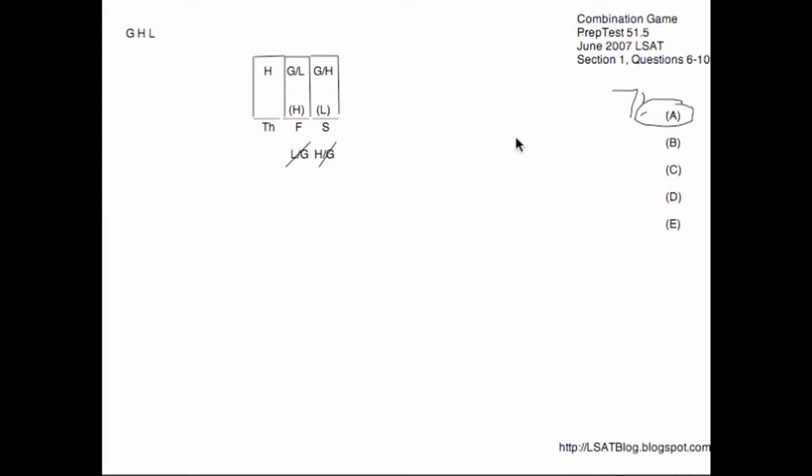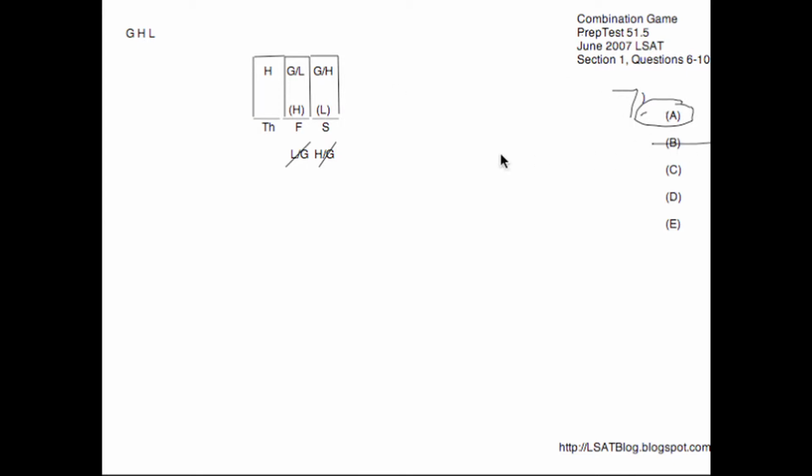I will look through the other choices though just to be thorough. L on each day, that could happen. We could have L Thursday before H. We could have L be the last one on Friday. And we could have L go on Saturday before either G or H. Works out fine. B's gone.